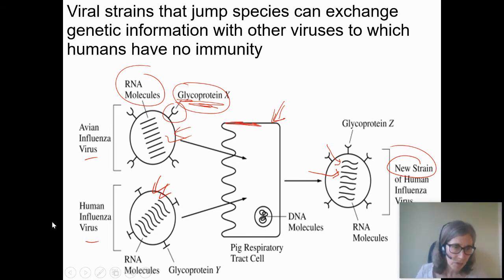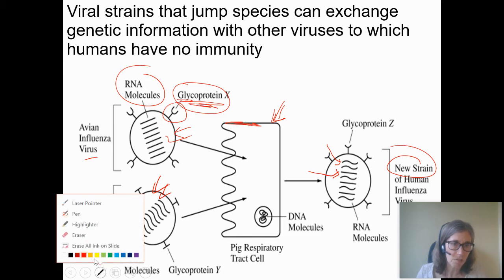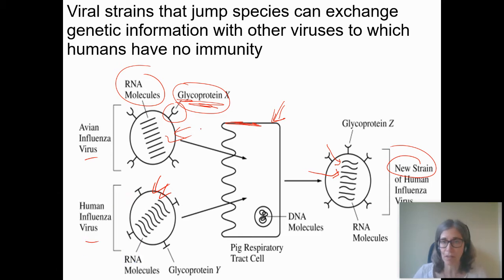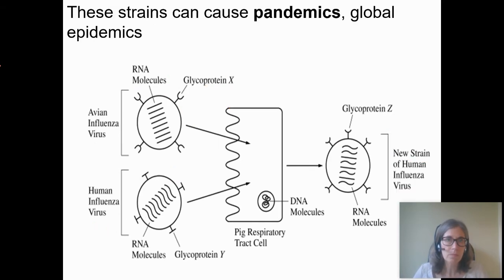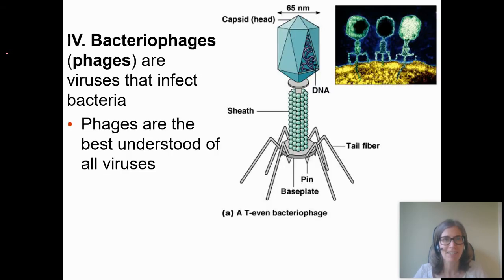Another way that a new viral strain can be produced is just mutations in the virus over time. They reproduce fast and a lot, and they can mess up when they replicate their genetic material. Any mutation is a change, and that can be a new strain. So these new strains can cause pandemics or global epidemics. We've heard of those now, huh?